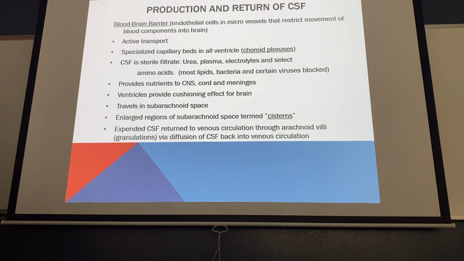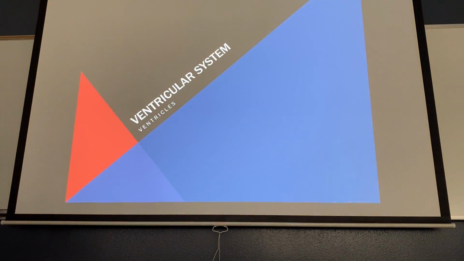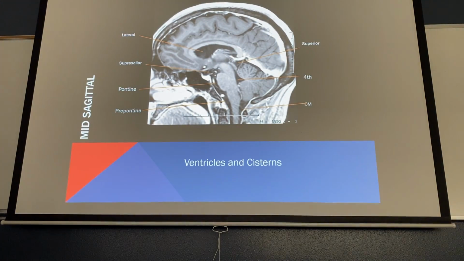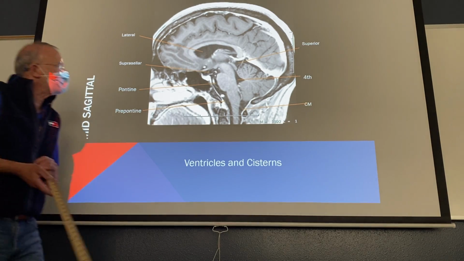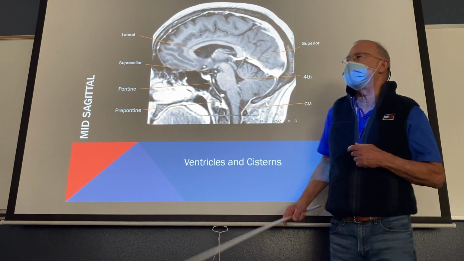They're designed to provide additional buffering against trauma to the brain, spinal cord, things like that. So the cisterns become significant as well. We're going to identify some of those as we go through. What you have on a mid-sagittal perspective is somewhat of an overview of ventricles and of cisterns. We're going to talk about these as we go from top to bottom.